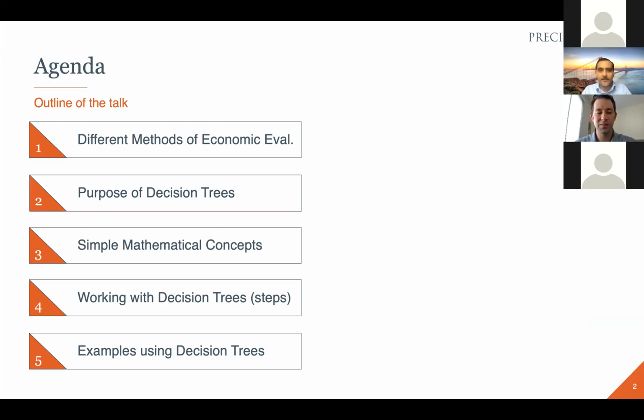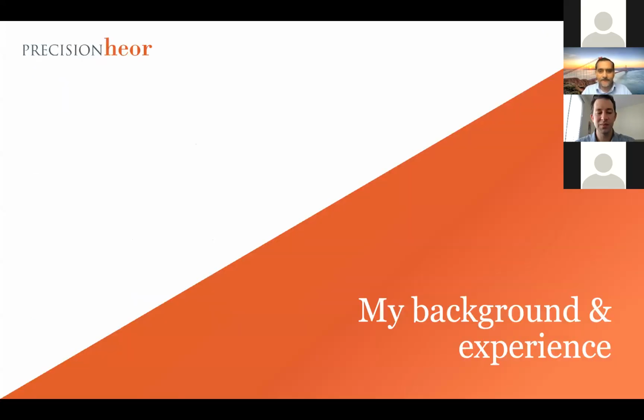We'll be talking about different methods that people use in economic evaluation. These are common methods, and what is their purpose. Then I will go into a particular method, which is the decision tree in economic evaluations. I'll be talking about some mathematical concepts related to these trees, and working through some precise steps with certain examples. So that would be the rough outline.